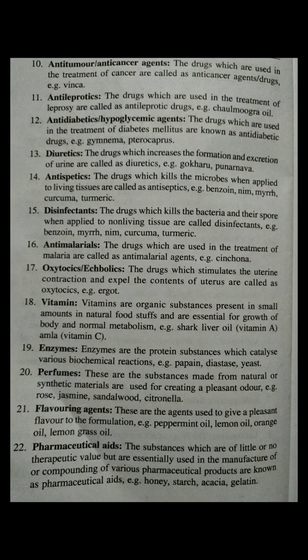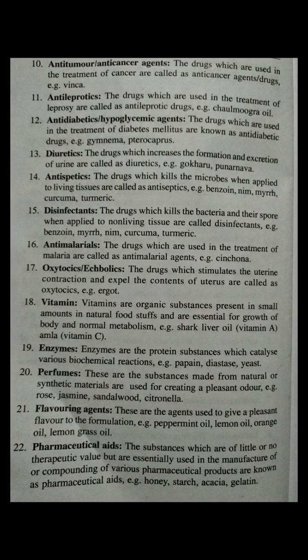Then oxytocics. The drugs which stimulate uterine contraction and expel the contents of the uterus are called oxytocics, for example ergot. Then vitamins. Vitamins are organic substances present in small amounts in natural foodstuff and are essential for growth of the body and normal metabolism. For example, shark liver oil, that is vitamin A, and amla, that is vitamin C.